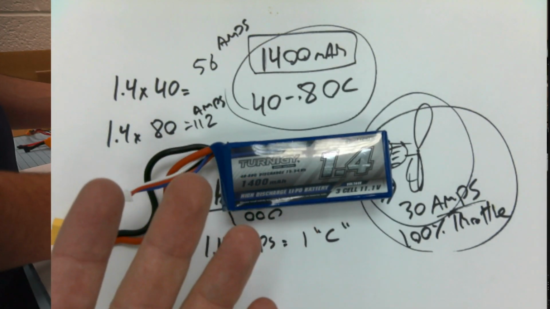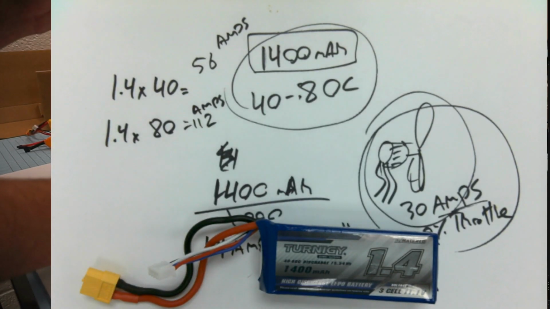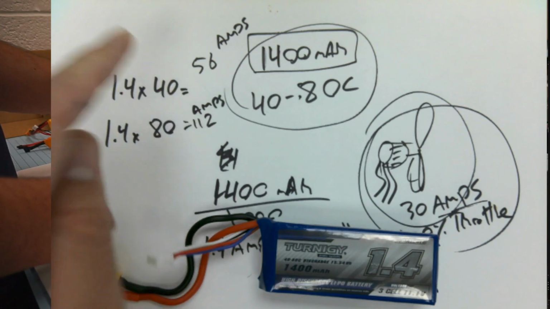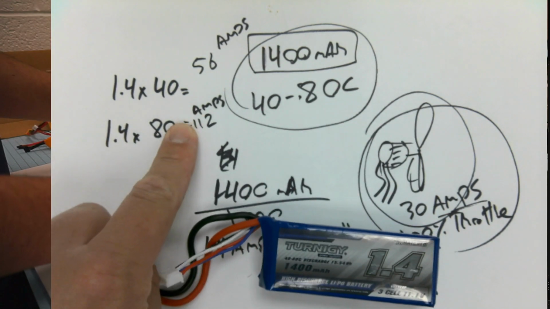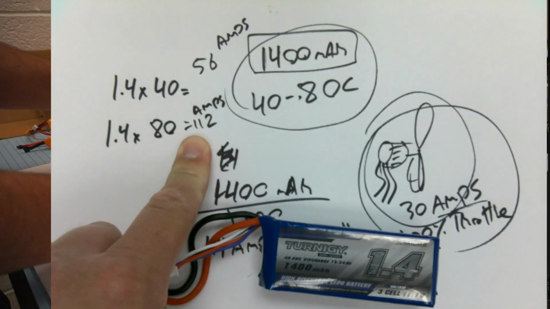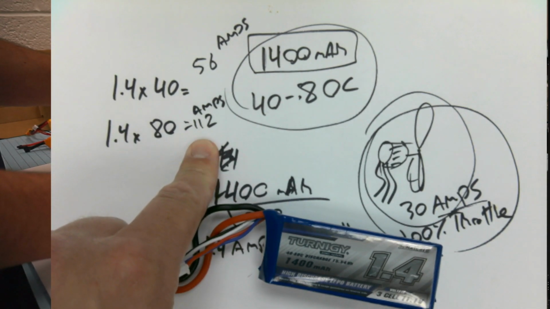Now, you might say, why are there two different discharge rates? Why is there 40 and 80? Typically, when manufacturers list two discharge rates, the first one is a continuous rating, as in the battery can put that out continuously, for multiple minutes, potentially, depending on the size of the battery. And then the second one is a burst rating, so maybe for 5 seconds or 10 seconds, the battery can put out that many amps.